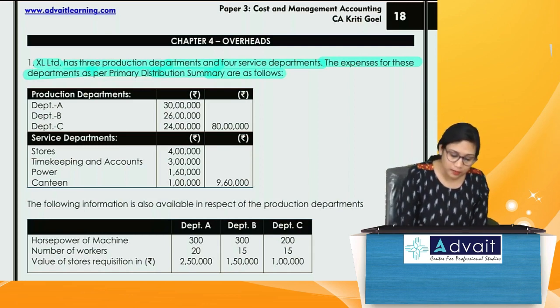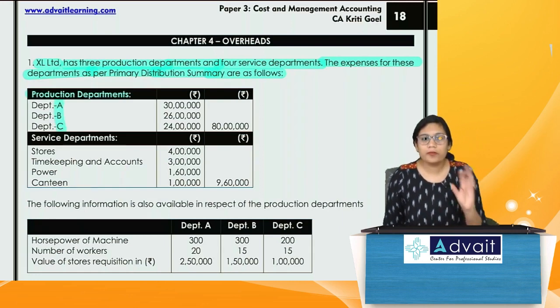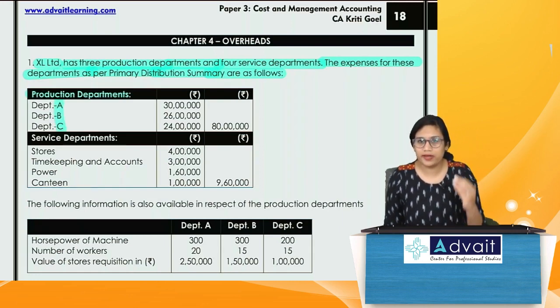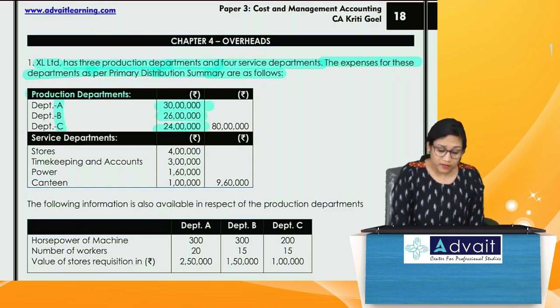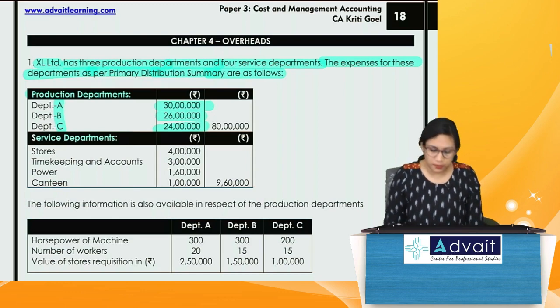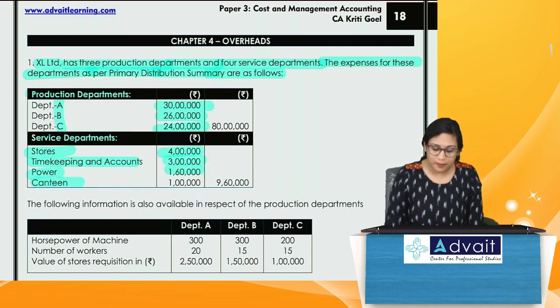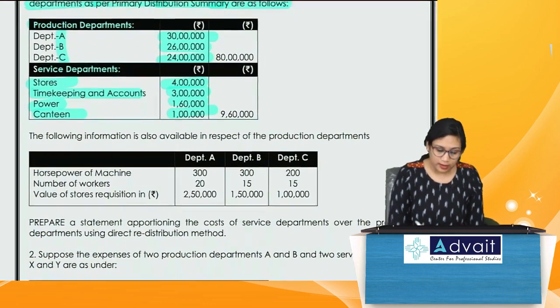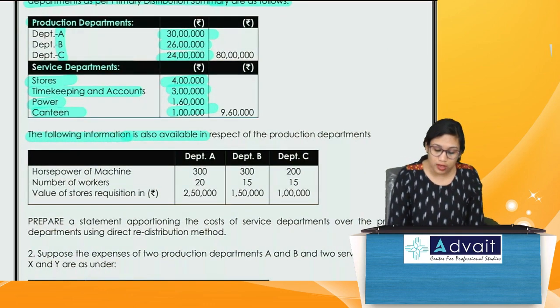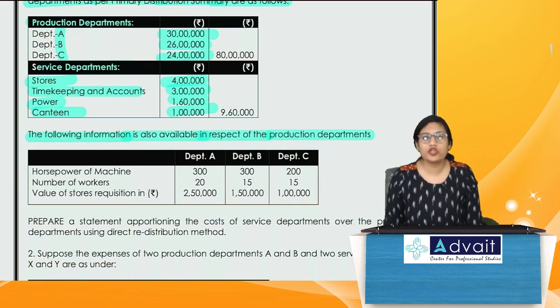So production departments are A, B, C. After primary distribution, the balances accumulated for these 3 departments are given here. Service departments, we have 4 service departments: stores, timekeeping and accounts, power, canteen. The expenses as per primary distribution have also been furnished for these service departments after apportionment.